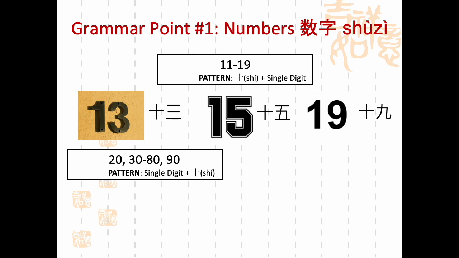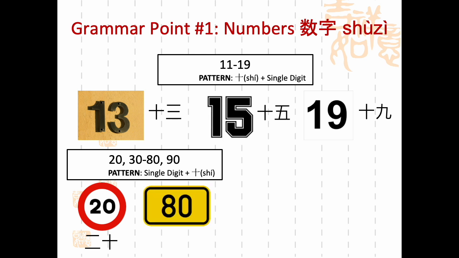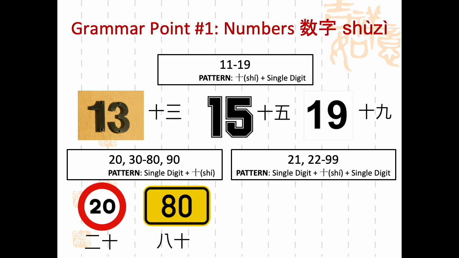Now, if you want to count by tens, 10, 20, 30, 40, 50, 60, 70, 80, and 90, you just put the single digit in front of the word for 10. Let's practice. 20. 中文怎么说？20. 80. 中文怎么说？80. 很好. And then for any other number from 1 to 99, you just say the single digit first, followed by 10, and then followed by another single digit.